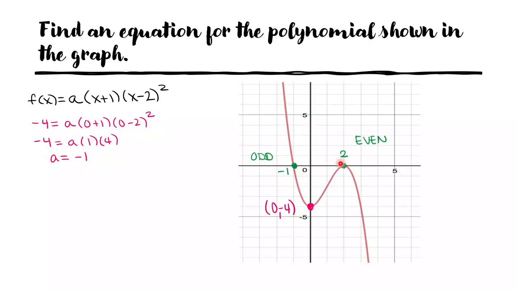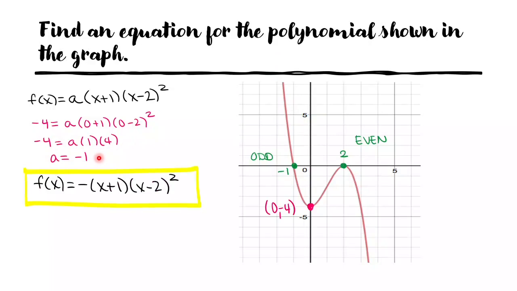That matches with what I see for the end behavior. The fact that the right side goes down and the left side goes up tells me that the leading coefficient has to be negative. So plugging that in, there is my final answer. This graph matches the function f of x equals -1 times x plus 1, x minus 2 squared.